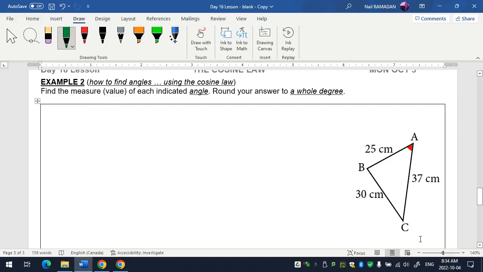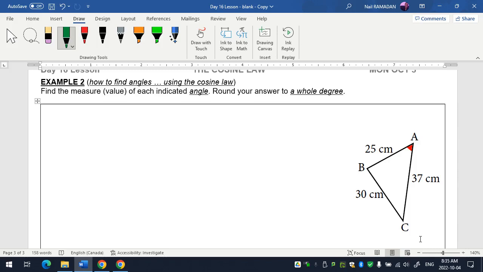So today we're gonna find angles. Okay. First of all, how many angles do I have given? How many angles do I know in that triangle? I know none of them.